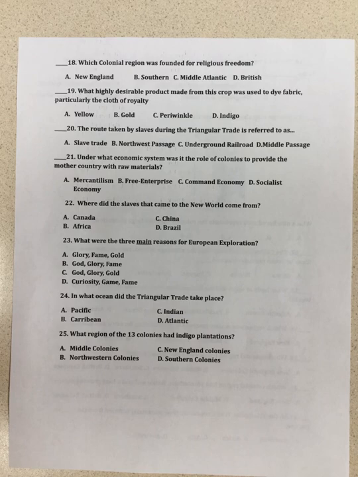Question number 19. What highly desirable product made from this crop was used to dye fabric, particularly the cloth of royalty? Is it A, yellow, B, gold, C, periwinkle, D, indigo?